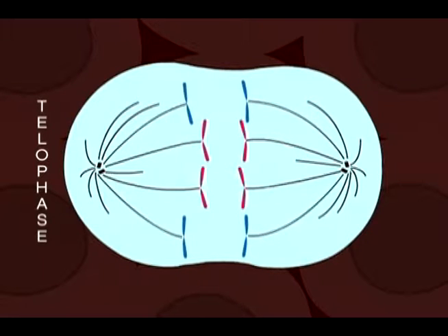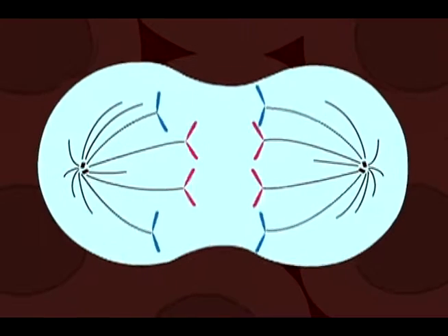Telophase. All right, things are looking good, and it's time to really make two separate cells. So guess what happens next? A nuclear envelope forms around each set of the duplicated chromosomes, so they've now got their very own nuclei to live in, and the cell starts to divide.